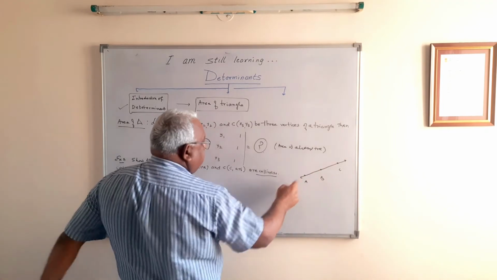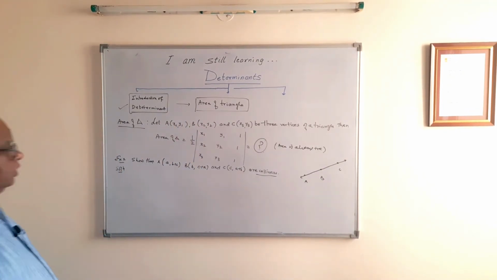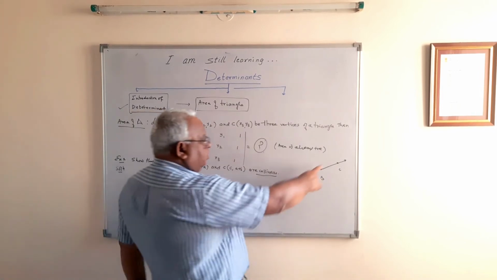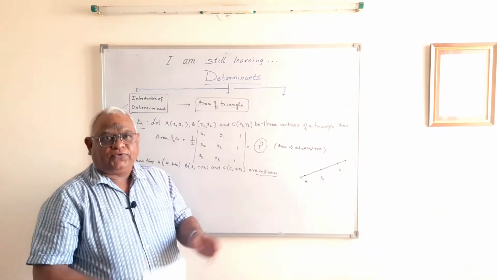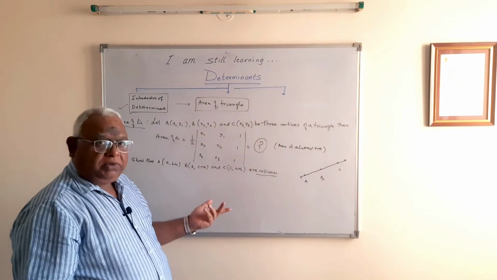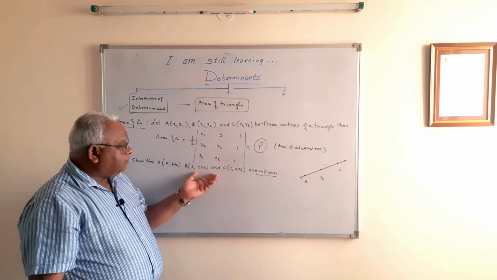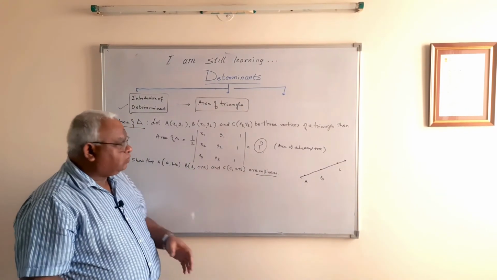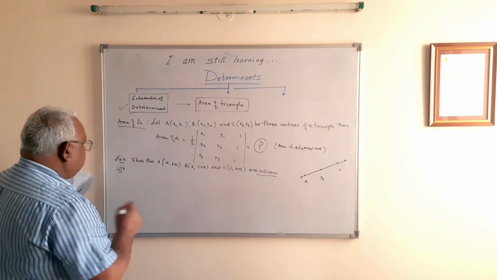I have explained to you that 3 points are collinear if they lie on the line and the value of the determinant is 0, right? So what does it mean? It means you have to just prove that the determinant of these 3 coordinates is going to be 0. So let us evaluate it.